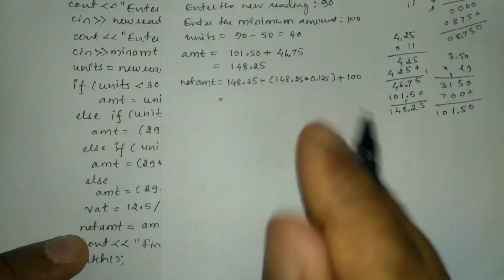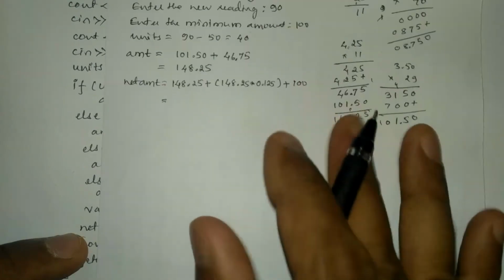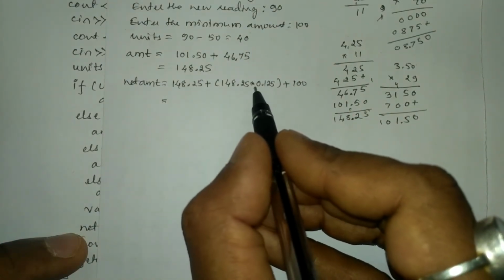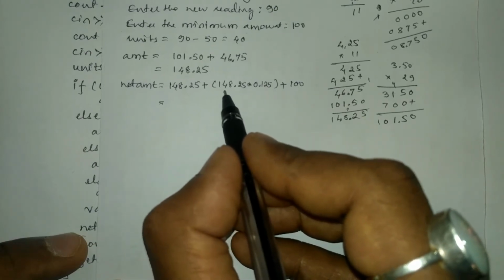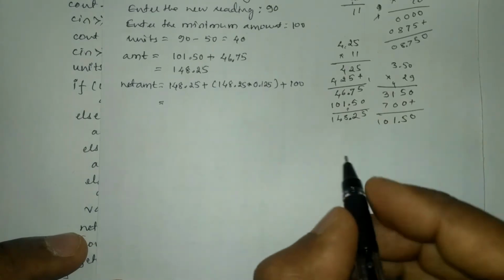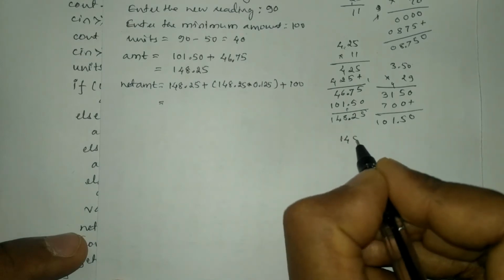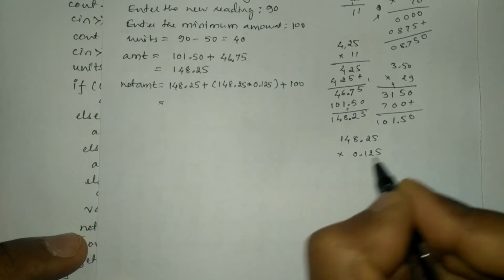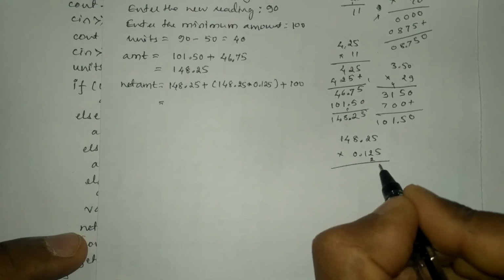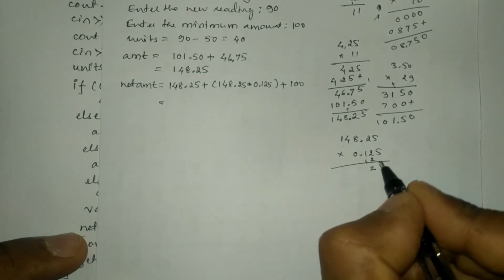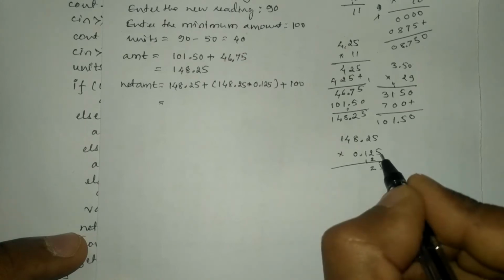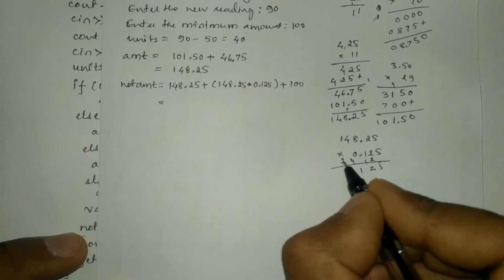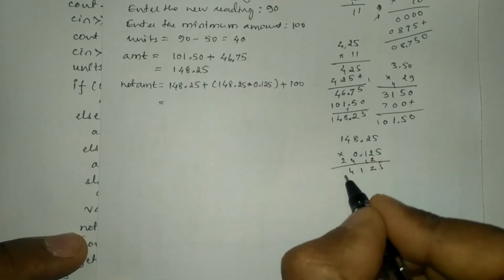Next we need to further simplify and add these. First we have to give preference to the expression within the bracket, so we have to multiply 148.25 into 0.125. Let us calculate 148.25 into 0.125. 5 5s are 25, 5 2s are 10, 10 plus 2 is 12, 5 5s are 40, 41. So this is 5 4s are 20, 24, 5 1s are 5, 6, 7.